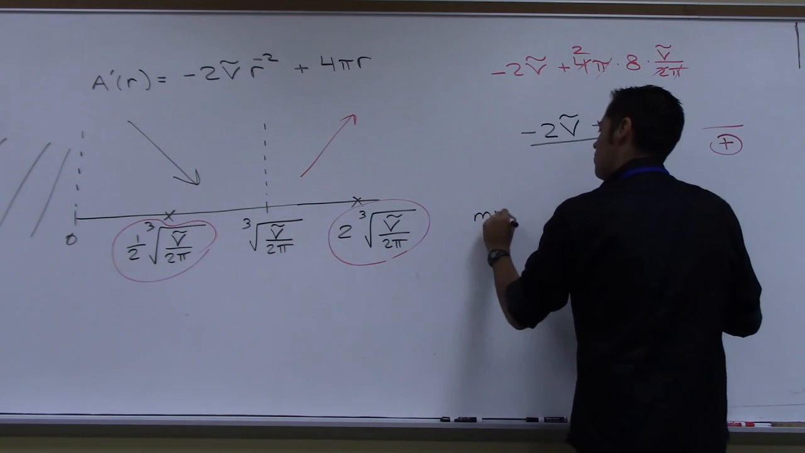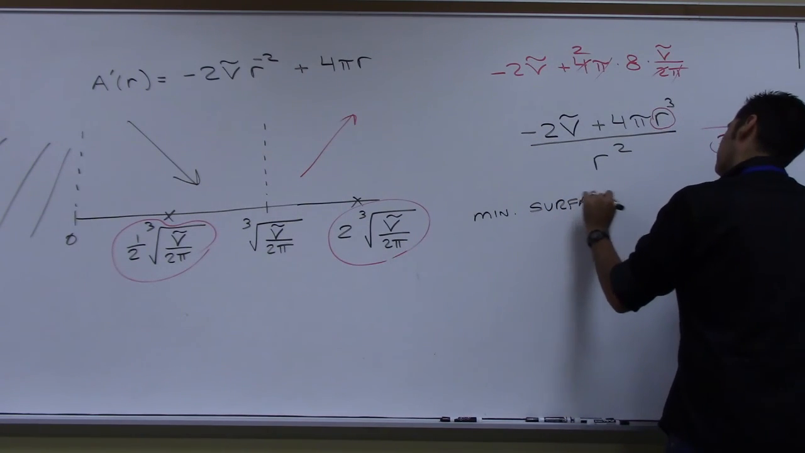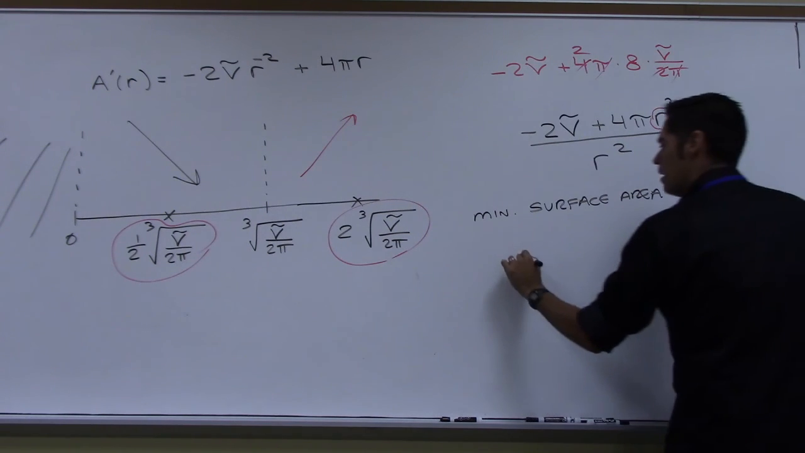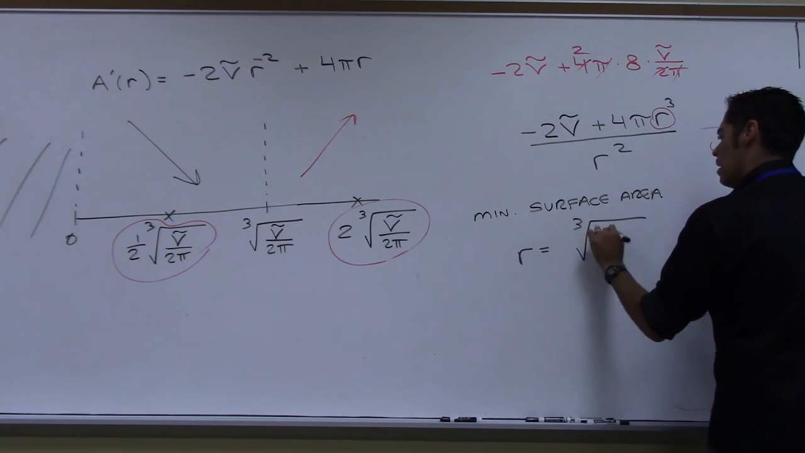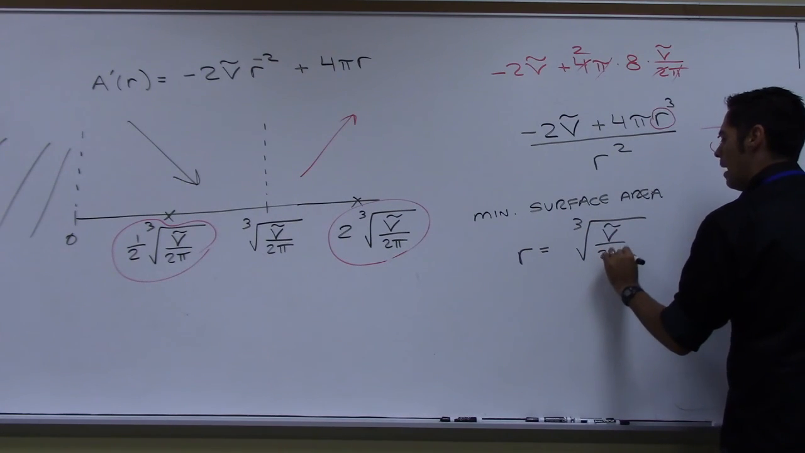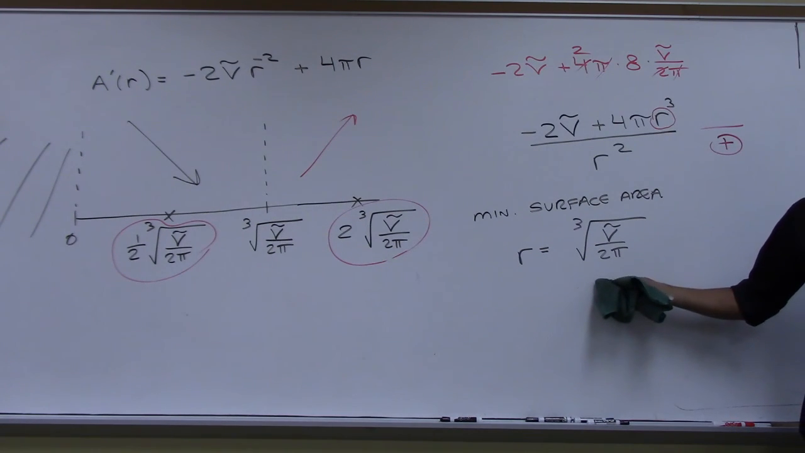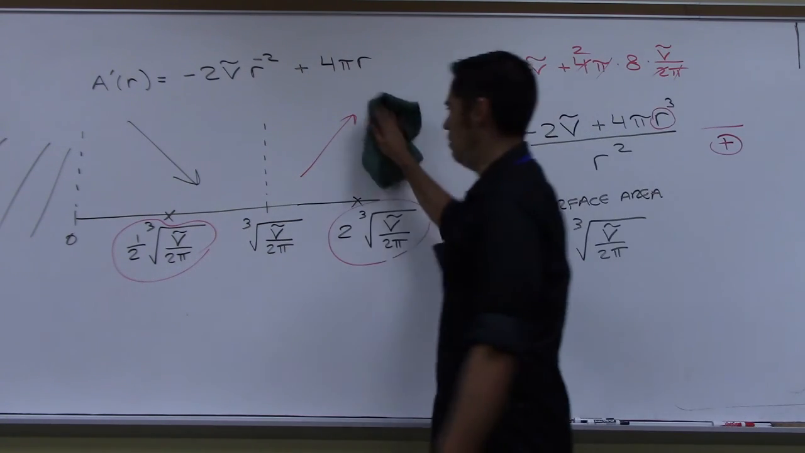Okay, so we have a minimum surface area if, what, was it R? Yeah, if R is the cube root of v tilde over 2 pi. But I want the dimensions of the can. Right now I'm telling you what R is. What also do we need to determine? That's the radius of the can. The height, right? What's the height of the can?